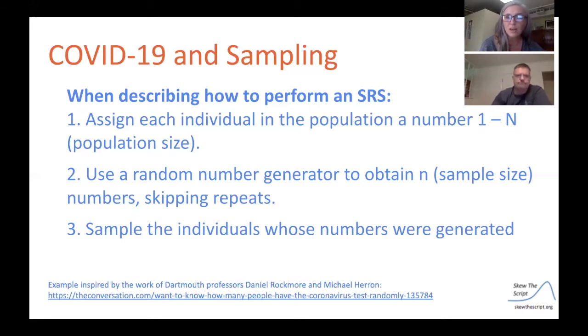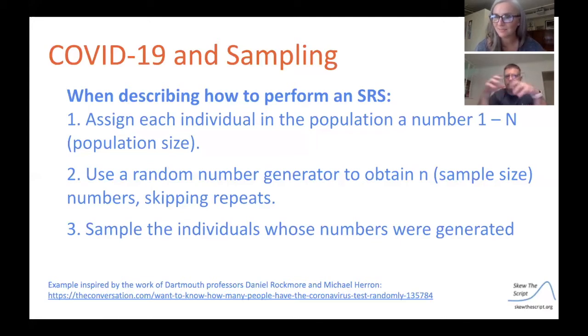The second part of the simple random sample is using a number generator to obtain however many numbers you want, making sure to skip repeats. So if I want 1,000 people, I'm going to have to generate 1,000 numbers, but I'm going to skip any numbers that are repeating. So I'm probably going to end up generating more than 1,000. And then number 3 says, sample the individuals whose numbers were generated. And this is important. If you, for some reason, generated a number from somebody who was unreachable or passed away or whatever, you've got to generate another random number. You can't just pick their brother.